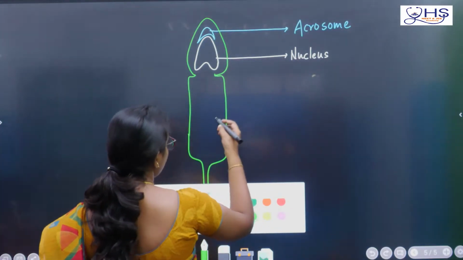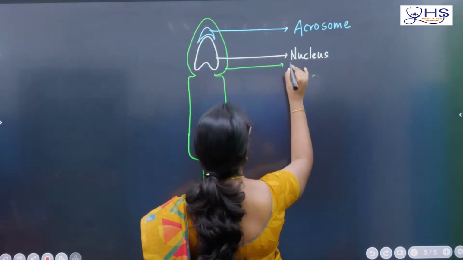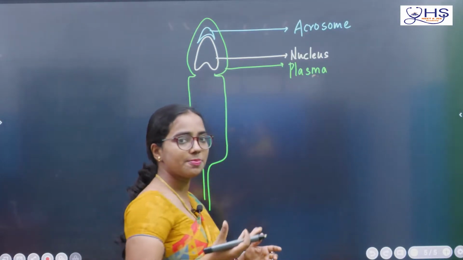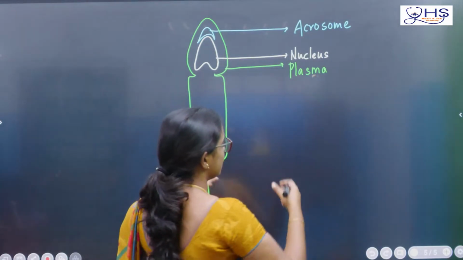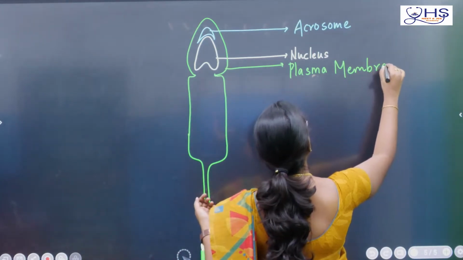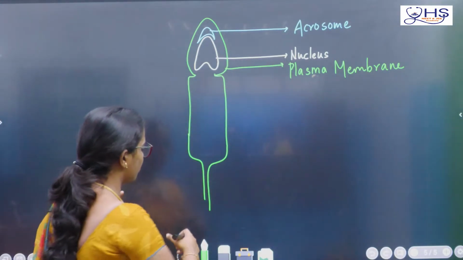In the green color we have the plasma membrane. So I can write here, this is called plasma membrane. Every cell contains a plasma membrane, and the sperm cell also contains a plasma membrane. The plasma membrane is made up of lipids and proteins, phospholipids.